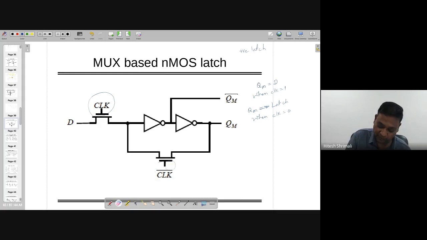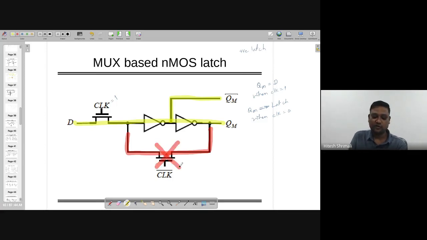Now let's start with the stage where clock equal to 1. Then this particular connection is available, and the other connection, this one, is off. Right? So this loop is not there, it's an open loop. And when that happens, QM is equal to D. It's transparent, going from here to here. Because of two inverters, you're going to have QM equal to D.